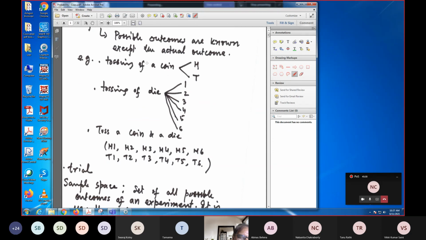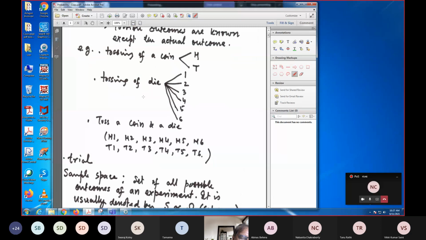Similarly, when we toss a die, we have 6 possible outcomes: 1, 2, 3, 4, 5, 6. Here also it is an unbiased die. We will not use the word unbiased often, but the meaning is the same. We can have a mixing of the two. We can toss a coin as well as a die. When we toss a coin and a die, in the coin head or tail may come, and on the die any of these numbers may come.